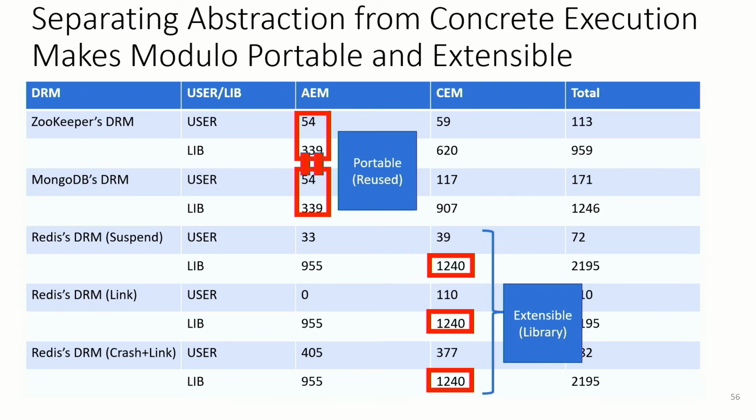Also, we could reuse AEM for both ZooKeeper and MongoDB, so it shows that Modulo is supportable. And we made the repeated portion of CEMs for Redis's DRMs as a library and implemented each Redis's DRM by extending based on the library. So it also shows that Modulo is extensible.